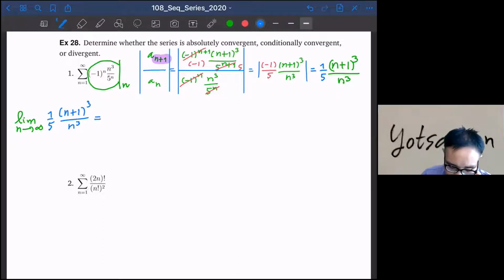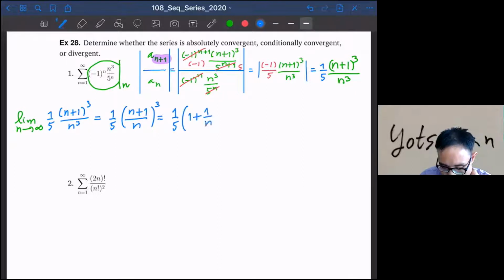When you compute this, you just have 1/5 and you have n plus 1 over n to the third. So it's going to be 1/5 times 1 plus 1 over n to the third, and you take n going to infinity. So this one becomes 0. So you're going to have the limit equal to 1/5.